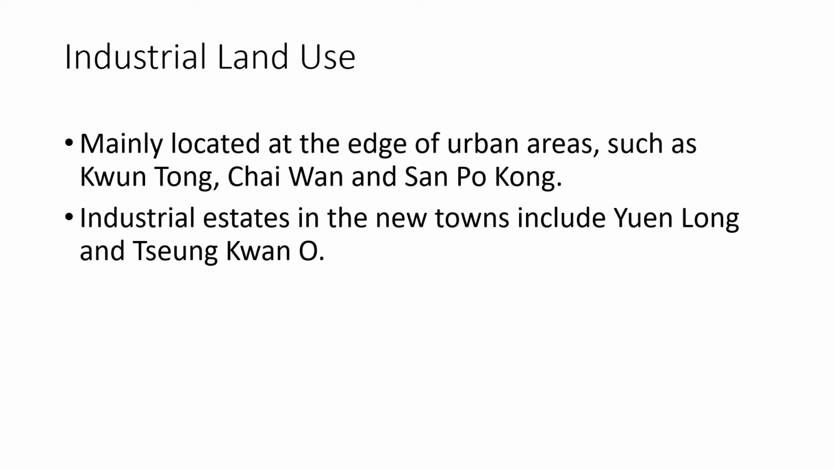And the second is about the industrial land use. It is located at the edge of urban areas so as to minimize the impact of pollution on residents. The industrial areas include Kwun Tong, Chai Wan, and Sham Shui Po. And there are industrial estates in new towns, including Yuen Long and Tseung Kwan O.